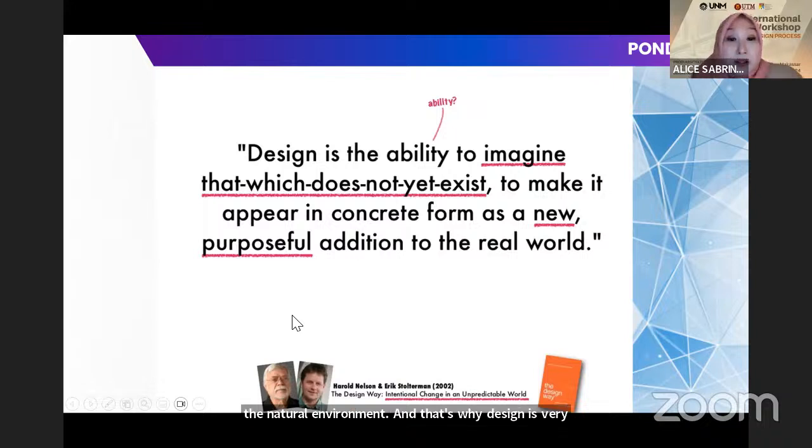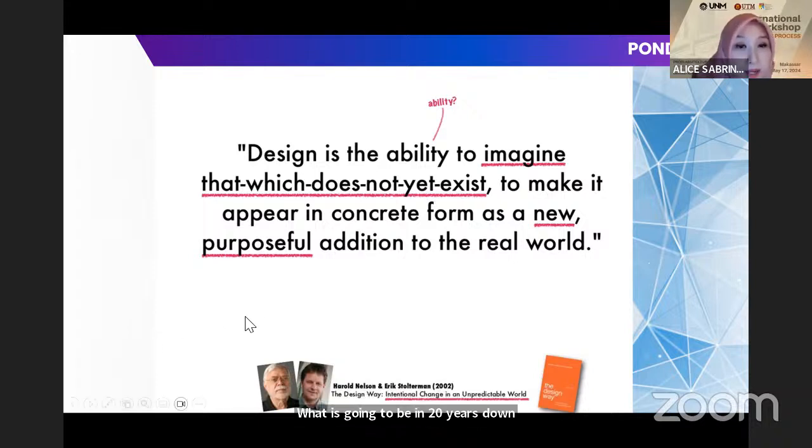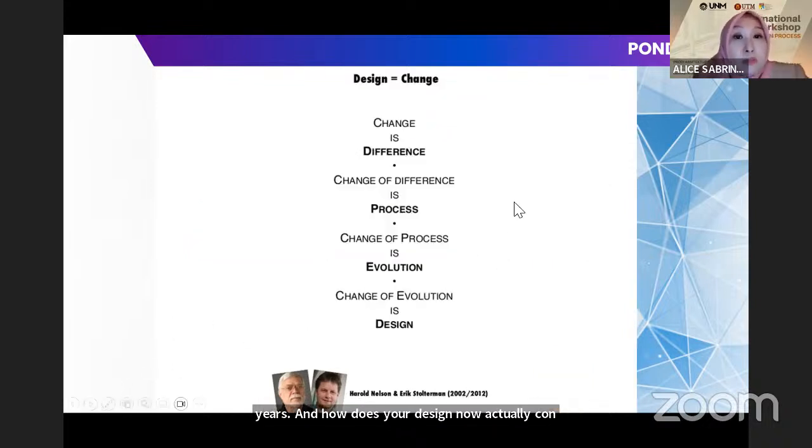And Harold Nelson and Erik Stolterman also talk about how design is not only designing, because when we design certain things, it's about the ability to imagine, to think about that which does not yet exist. So now we're talking about designing for the future, for additions to the real world in the future. What is going to be in 20 years, 30 years, 40 years down the road? And how does your design now contribute to the future generation? That is also important.